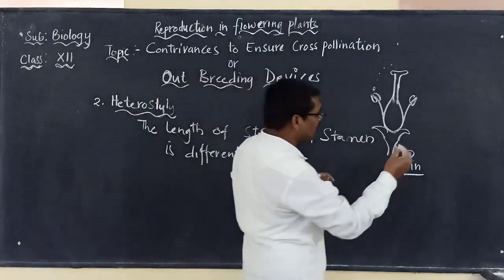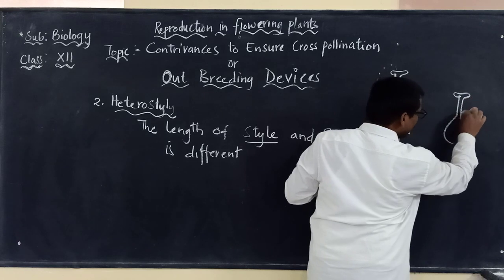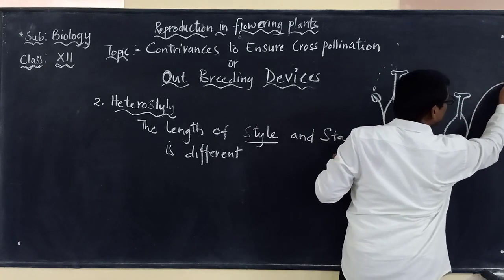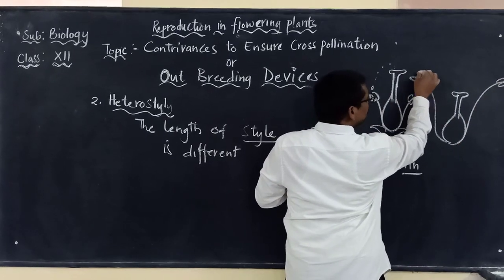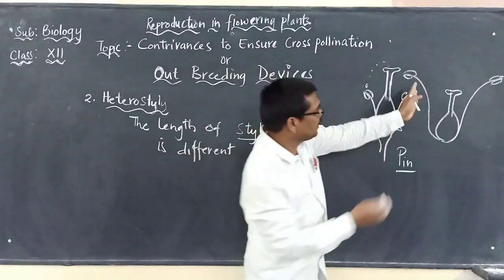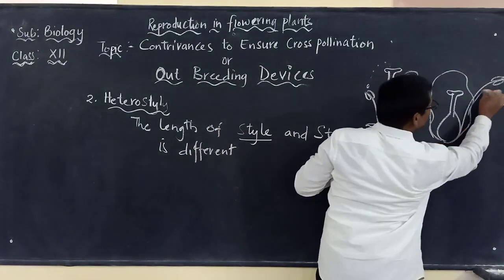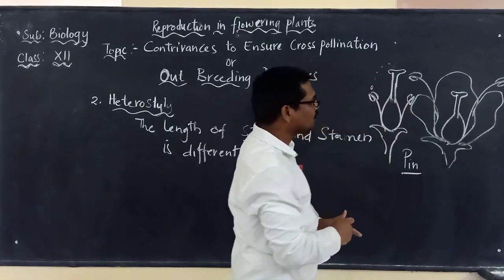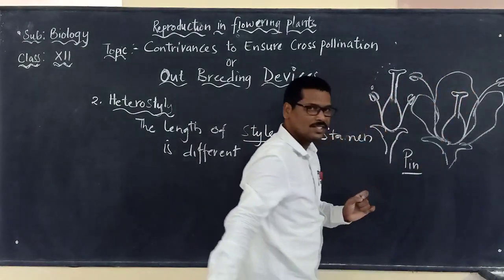There is another one where the stigma will be short, whereas the anther will be away from the stigma. See here, they are moving very far, almost out of the petals also. So when they are out of the petals, now there is no chance of what?